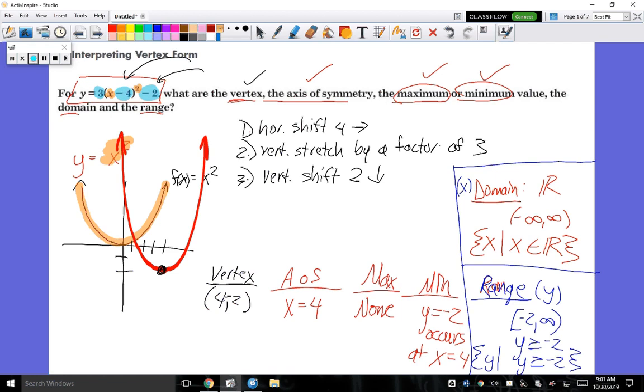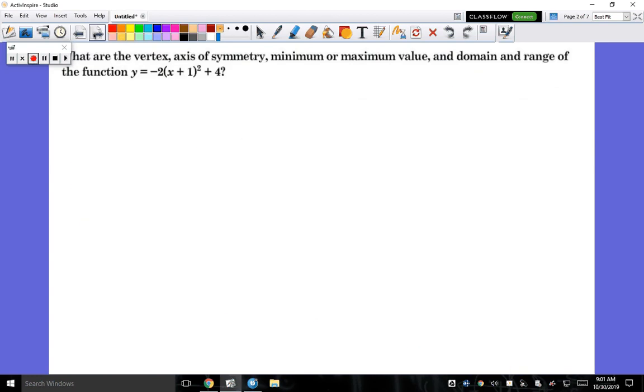So this is very similar to what we're doing with absolute value functions, with transformations for sure. Alright, let's move on. So, what are the vertex, axis of symmetry, and so on and so forth for this equation here? It's a little bit different. Okay, so let's graph it real quick.